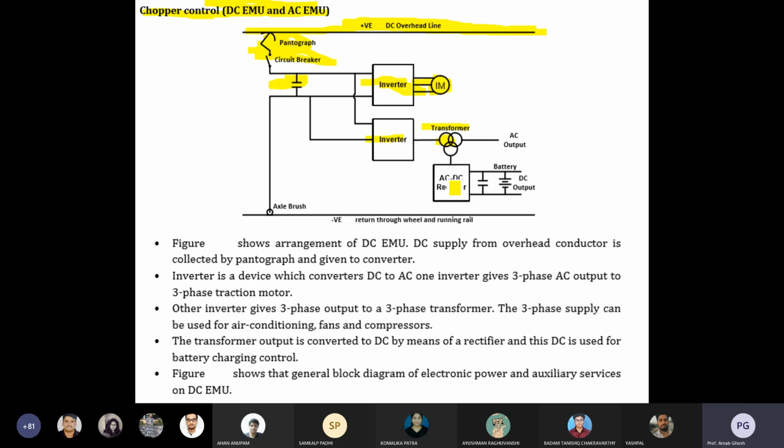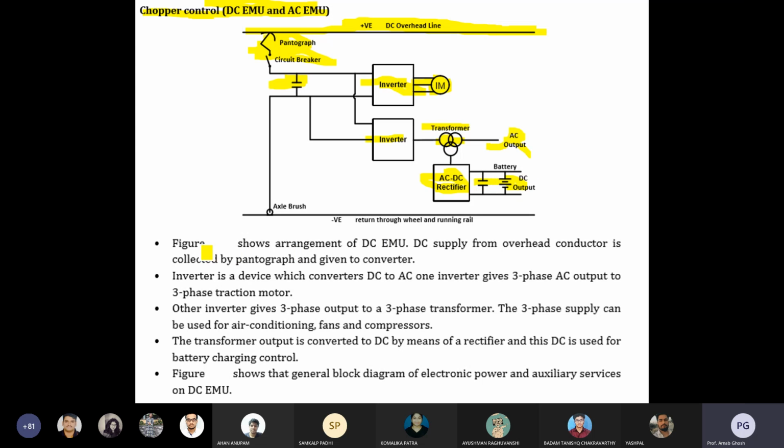Then what is the purpose of the transformer? It is a three winding transformer. One winding, the main winding, is for your traction motor, but here we are using the transformer for the AC output and the charging of your batteries, for the backup system. So an AC to DC rectifier is there from the transformer, and then the battery is charging.